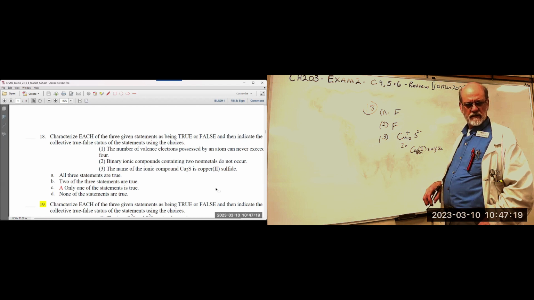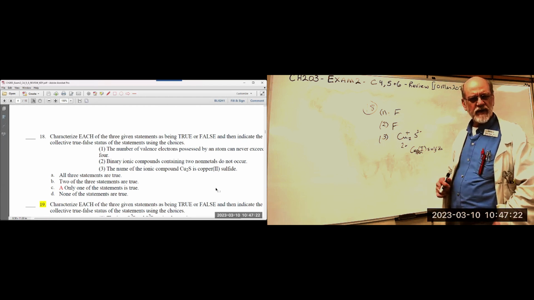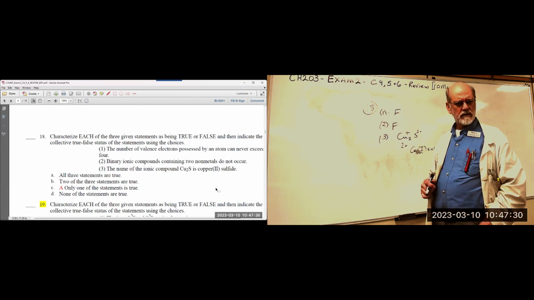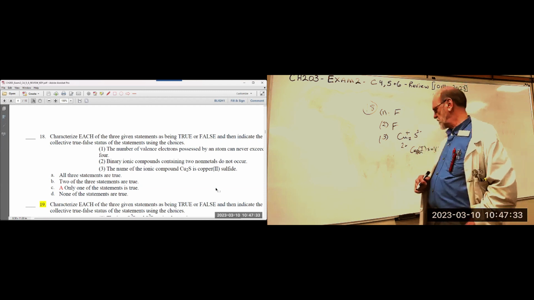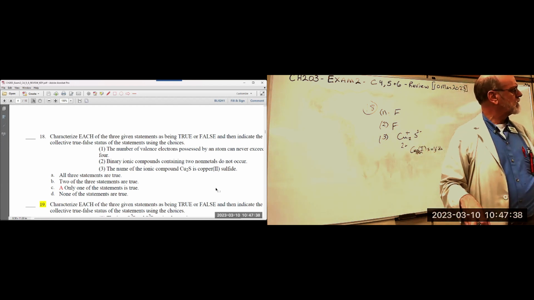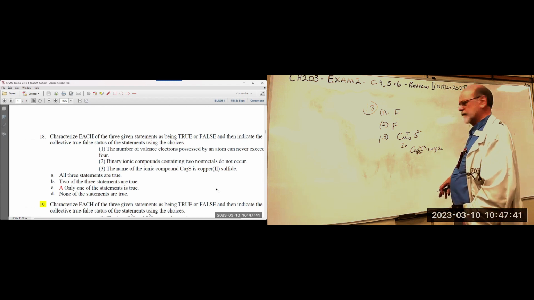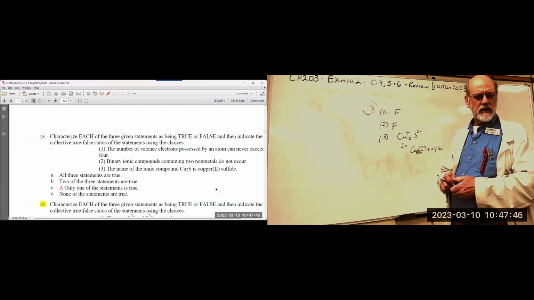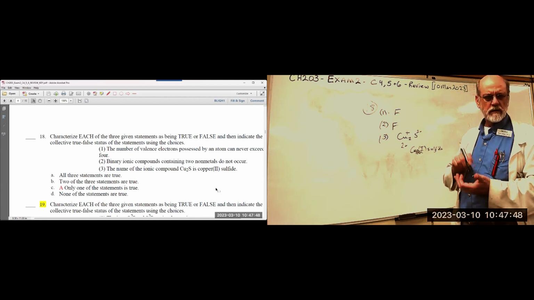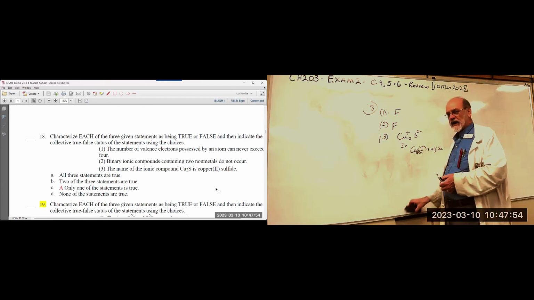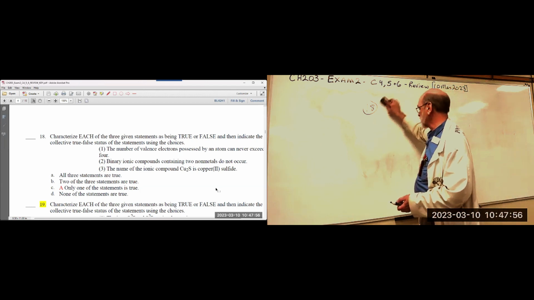Two nonmetals. Oh, binary ionic compounds containing 2 nonmetals do not occur. Containing 2 nonmetals. I think they're all false. They're saying one of the statements is true. I think they're all false. So I think that's an error. That should be none of them are true. Okay, so that one won't be on the test. I won't expect that one to be on the test. That's a bad question.